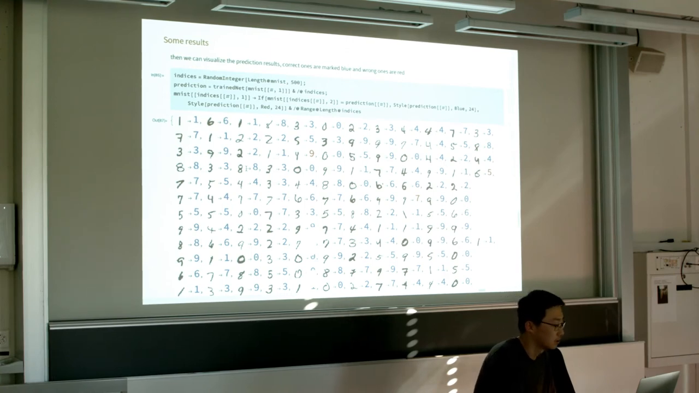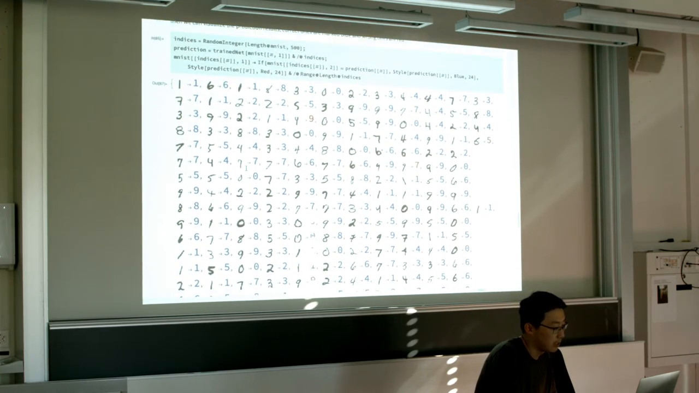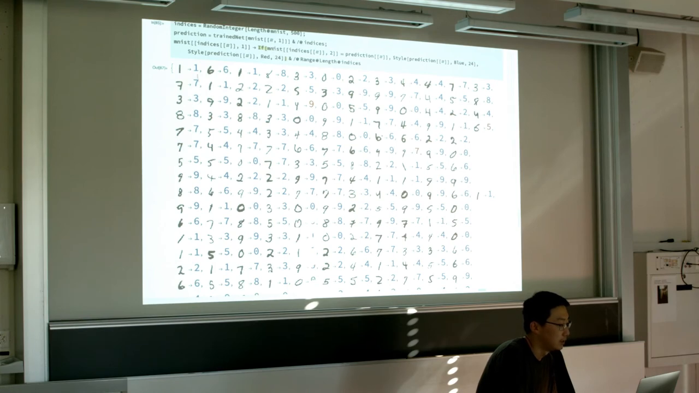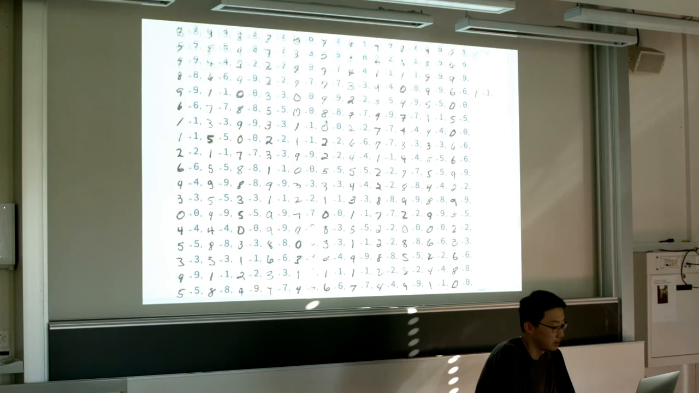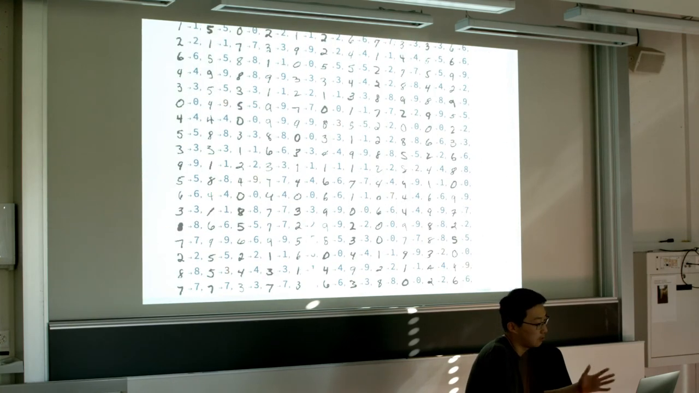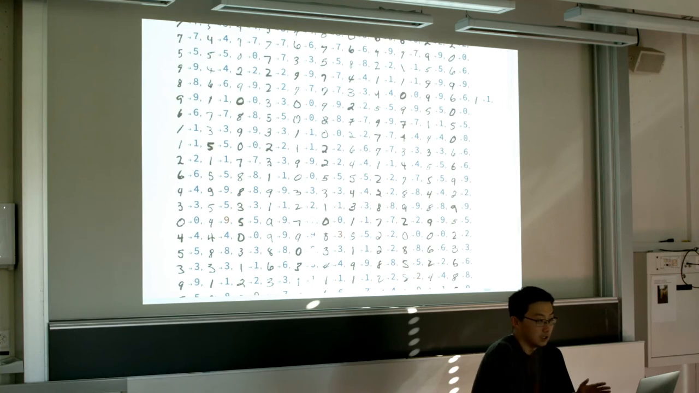After we finish the training, we can visualize how good the neural network did the prediction. For example, here I randomly take 500 images from the data set, and I color the predictions blue and red. If it is blue, the prediction is correct, and if it is red, then it's wrong. From this result you get an idea of whether this neural network works well or not.